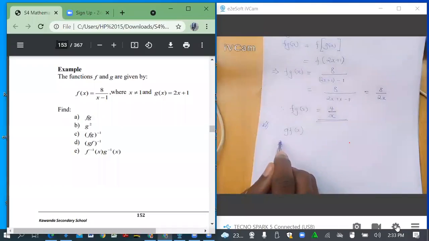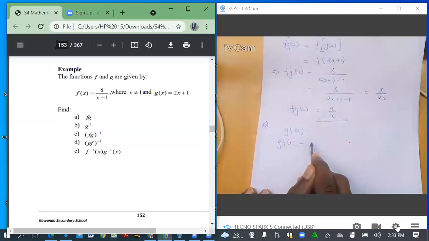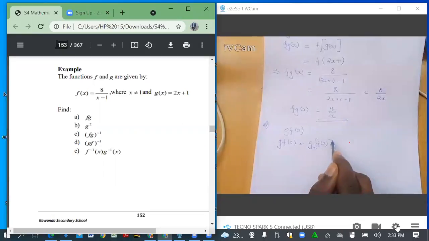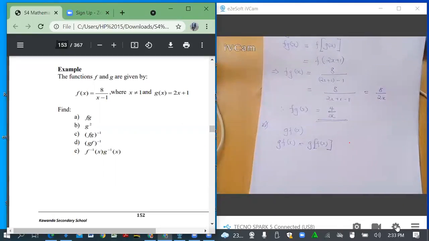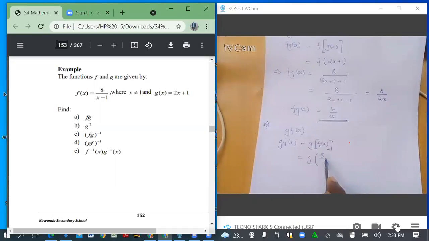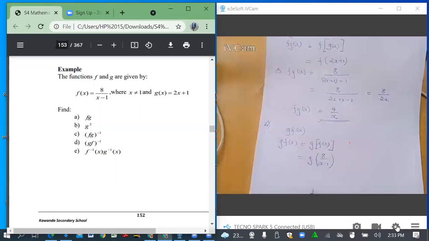So we shall have g of f of x, which is equal to g into f of x. Our f of x is 8 over x minus 1. Not so? I said that one becomes a single function of g. Are you together?